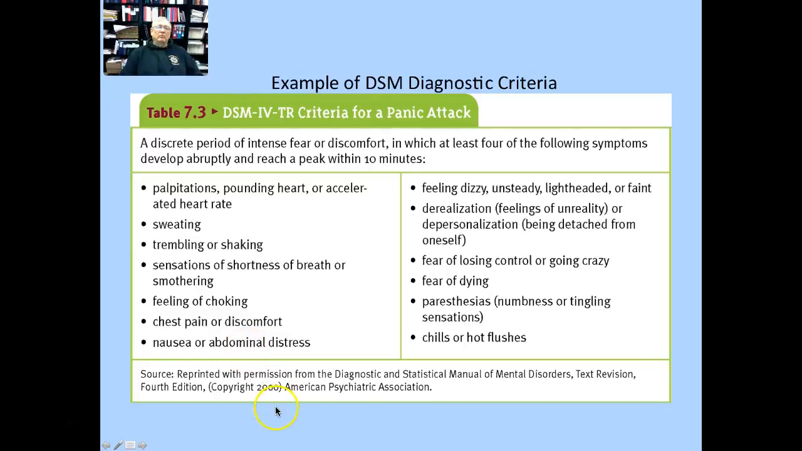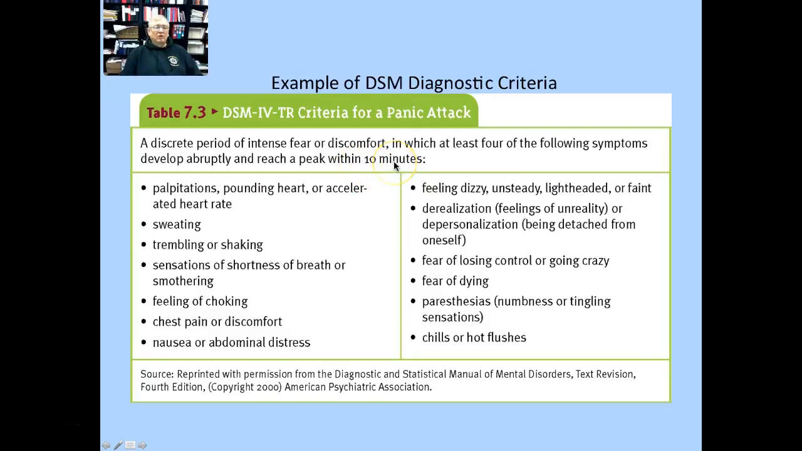Here's a concrete example of a DSM diagnostic criteria. In this case, it's panic attack. Actually, panic disorder. Panic attack helps define panic disorder, but the criteria essentially, if you have a panic attack and there's 3 or 4 of them, then you get the panic disorder diagnosis. But in particular here, the panic attack gets defined as a discrete period of intense fear or discomfort with at least 4 symptoms. It develops abruptly and reaches a peak within 10 minutes.